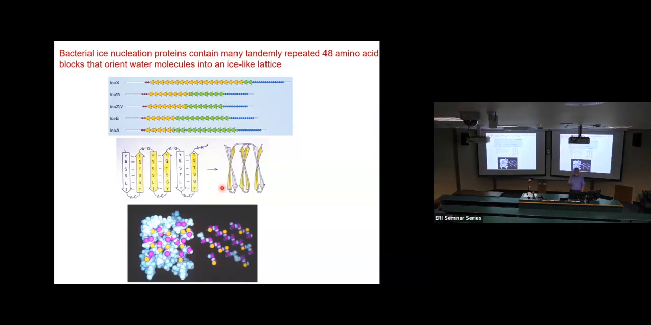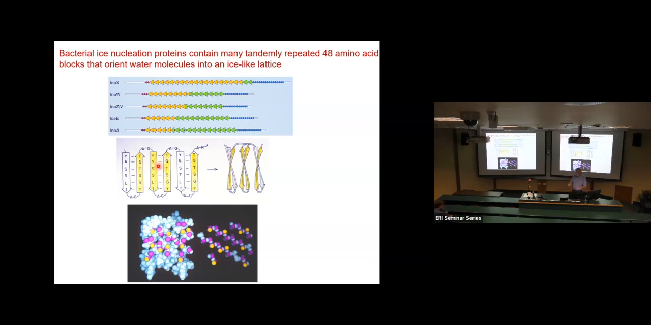Now, the ice nucleation phenomenon we'll talk a little bit more about is really interesting in that it's encoded by a single gene in the bacterium. These are very large genes for bacteria, 4 to 5 kb in size, and they encode a very highly repetitive protein, with a repeating 48 amino acid sequence repeated over and over and over, some 20 to 50 times.